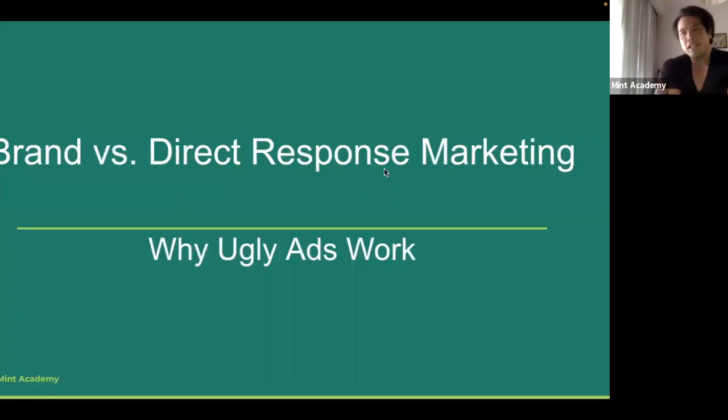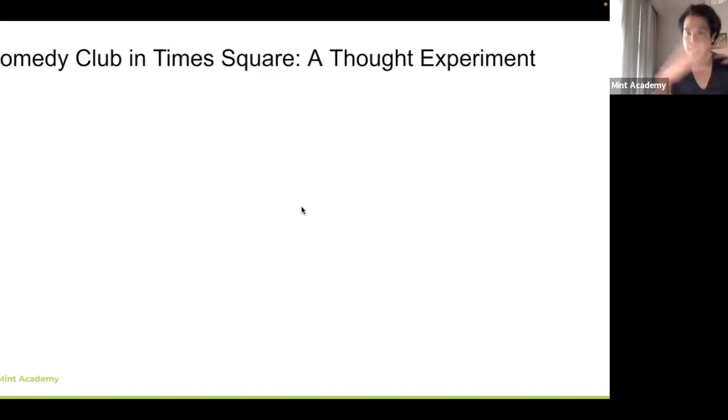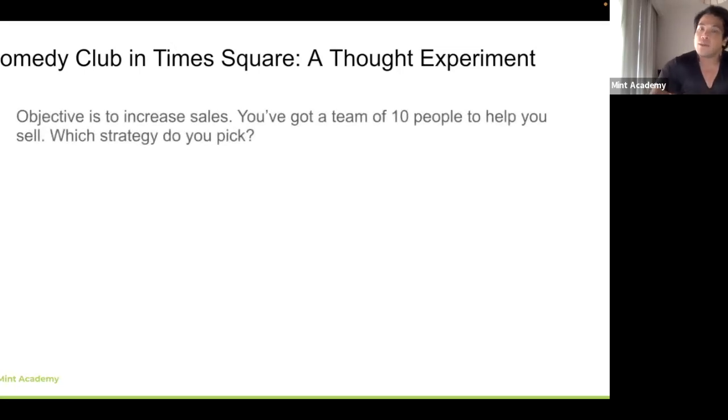Now, to explain how this works or why this works, you have to look at two different types of marketing. You've got brand marketing and direct response marketing. And to explain what each of those do, we're going to take that same kind of comedy show example and have a little thought experiment. So let's say that your objective is to increase sales and you've got a team of 10 people. You want to increase sales for your comedy club in Times Square. You can pick one of two strategies.